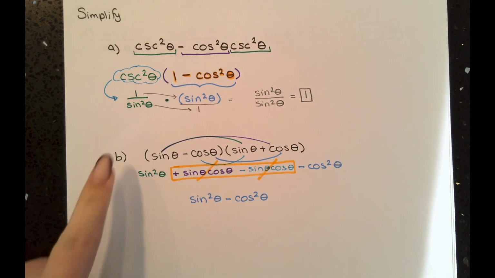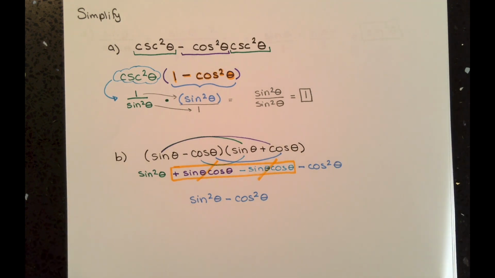This is for part B. Because we are left with sine squared of theta minus cosine squared of theta, it is not one singular function. We can see that we have sine and cosine. They want our answer in the form of one singular function. So we are going to choose either to rewrite sine or to rewrite cosine.